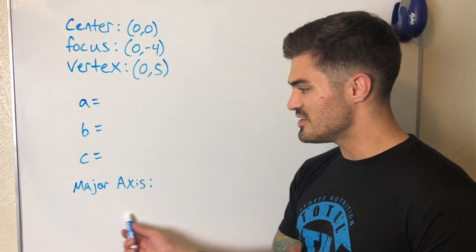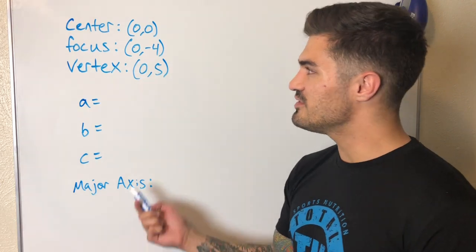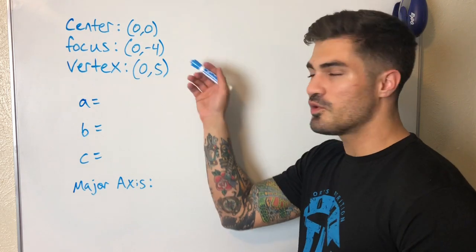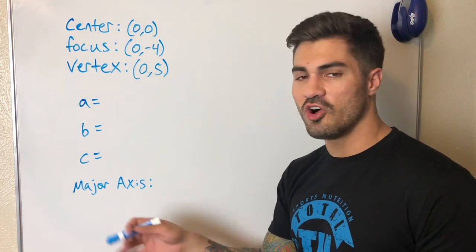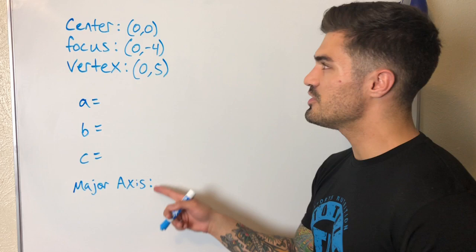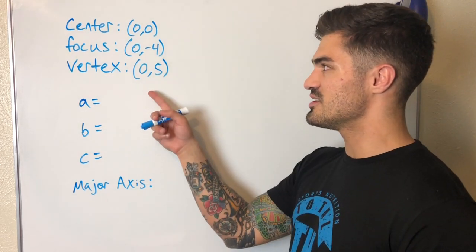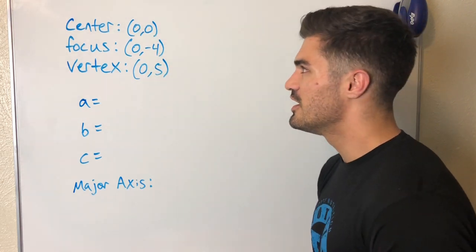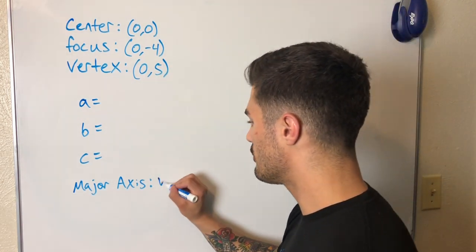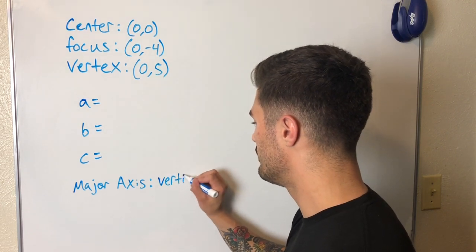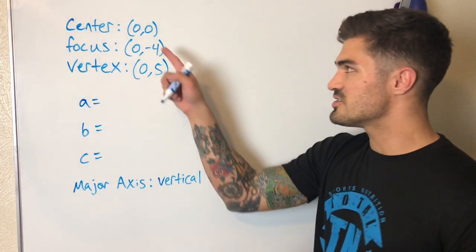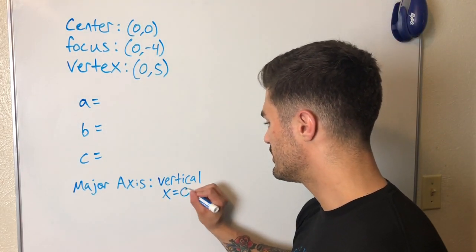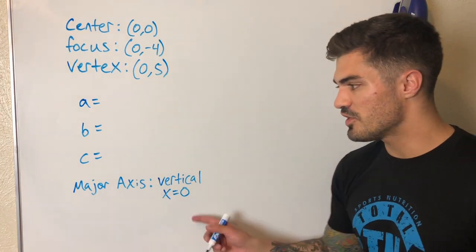And what this major axis is, it's just a line, but it's the line that all of these values fall on, right? So our center, focus, and vertex are all along this major axis. So actually it's pretty simple to see what our major axis is in this case because all of our x's are 0. Only our y's are changing, which tells me that the major axis is vertical, right? It's a vertical line. And actually, since all my x's are 0, it's the line x equals 0. That's a vertical line, x equals 0. So I've already found my major axis.